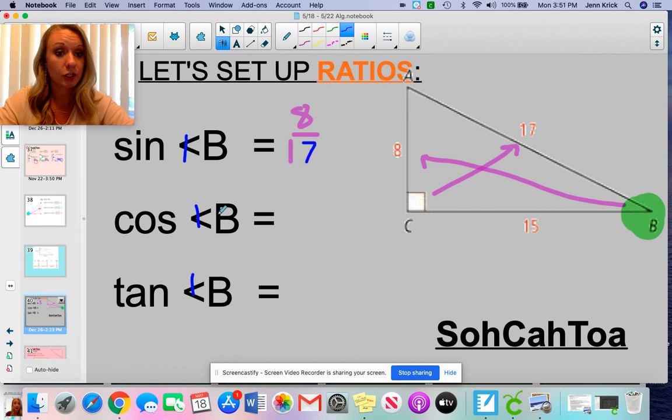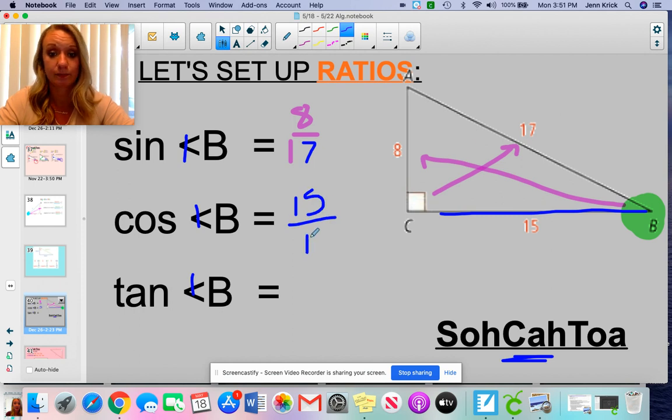If I asked you for the cosine of B, cosine is going to be adjacent over hypotenuse. My adjacent side for angle B is 15. So it's going to be 15 over my hypotenuse, which is 17. If I asked you for the tangent of angle B, tangent is opposite over adjacent. So for B, the opposite side is 8 over the adjacent side, which is 15.